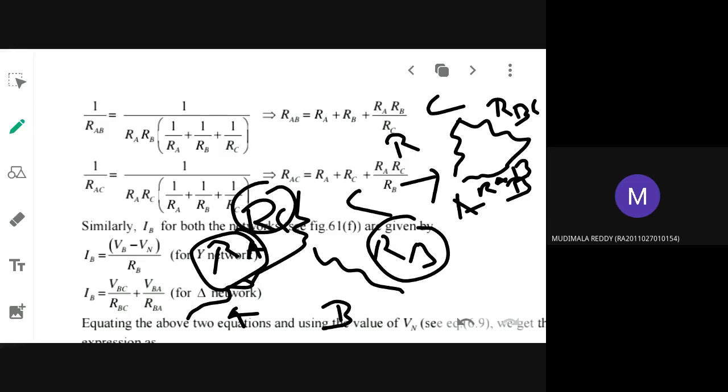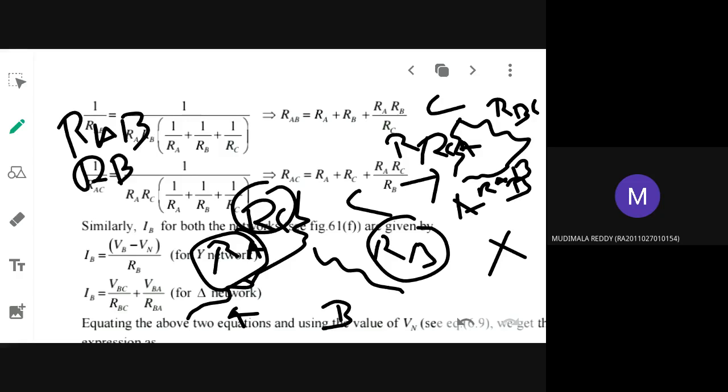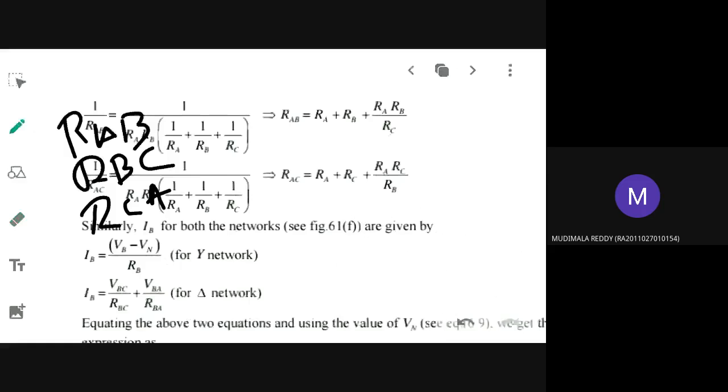RBC, RCA. So these are the unknowns. Okay, so you want to know what RAB, RBC, RCA are, because you are converting this to delta. Again, there is a set of formulas that is given here. So what is the formula for RAB?